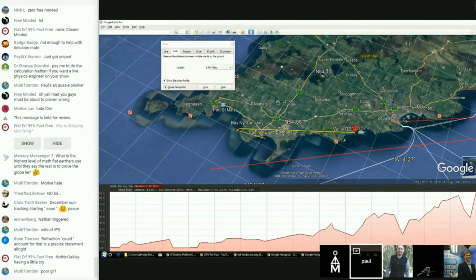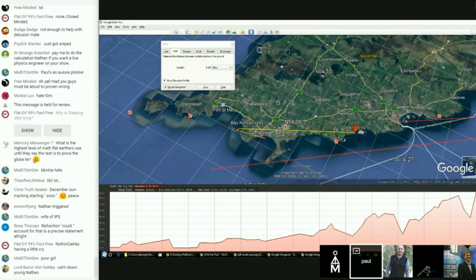That's correct. Would you like me to say it again? Sure. That's 200 meters of missing curve. Please, can you tell me where that curve is? Where's the curvature, Paul?